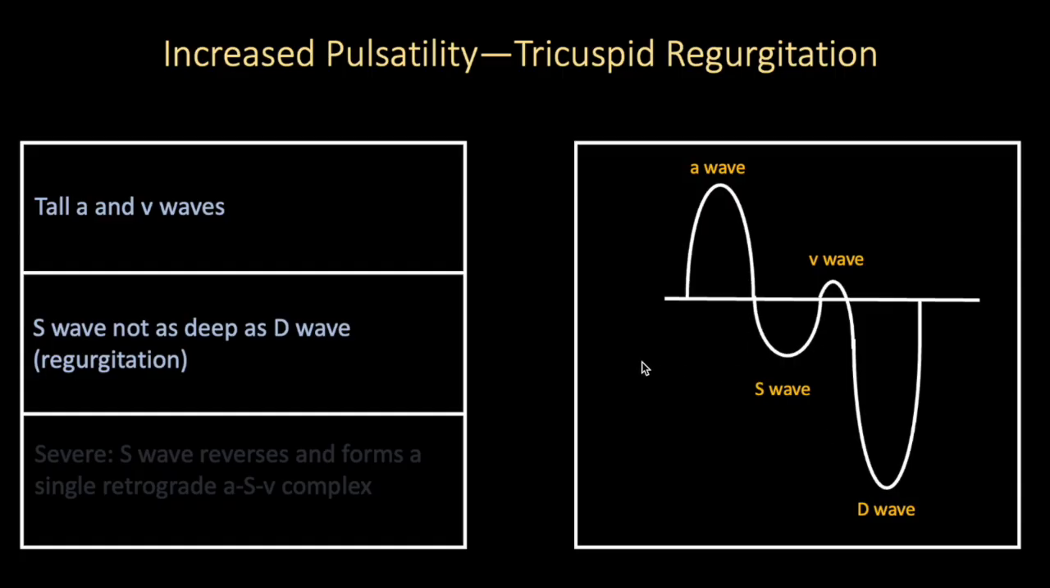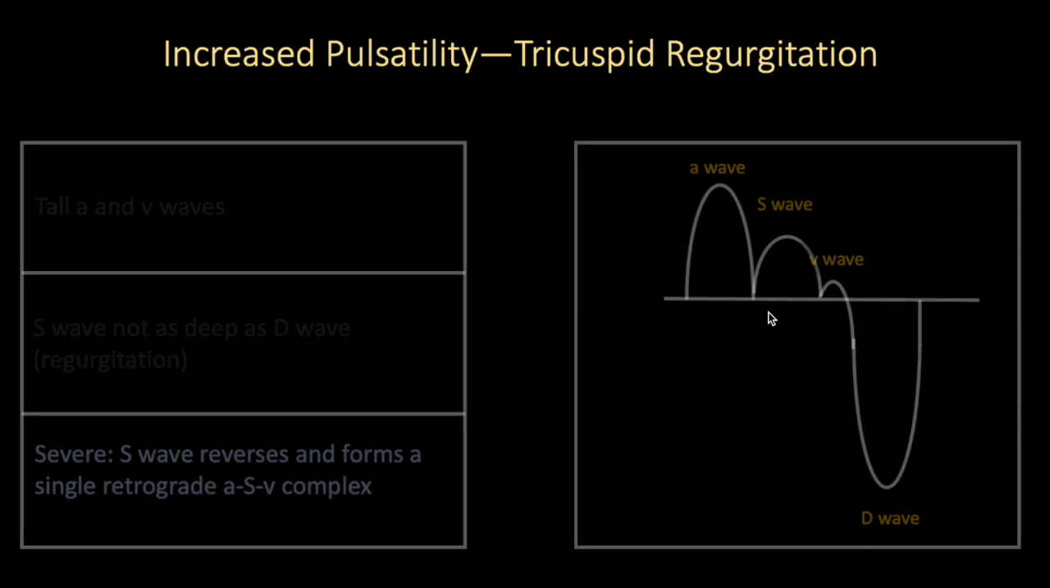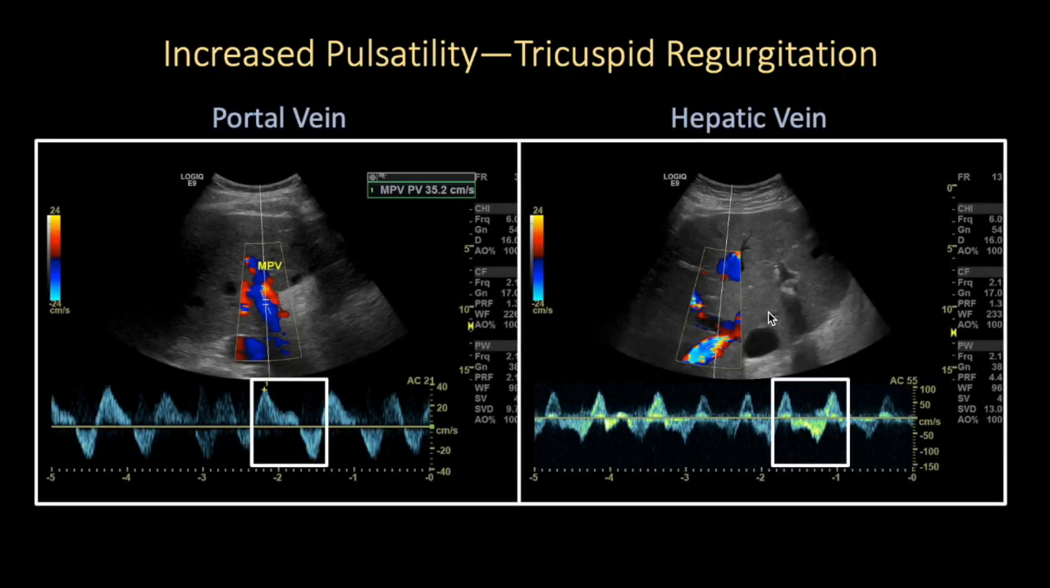Now, in really severe cases of tricuspid regurgitation, this S wave can actually flip. And this gives rise to what is termed the ASV complex, because the A, S, and V are also all above the baseline here. And so in severe tricuspid regurgitation, you can get that appearance. So let's look at some examples here.